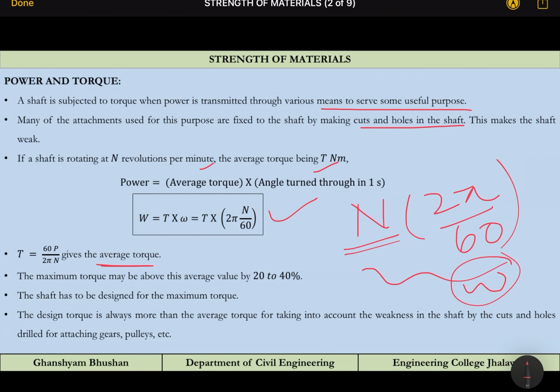You have to make this point very clear: the torque calculated here is the average torque, but the maximum torque may be above this average value by 20 to 40%. The shaft has to be designed for the maximum torque. We have to keep in mind while designing that the torque should be designed for the maximum value. The design torque is always more than the average torque to take into account the weakness in the shaft by the cuts and holes drilled for attaching gears, pulleys, etc. This is quite obvious.